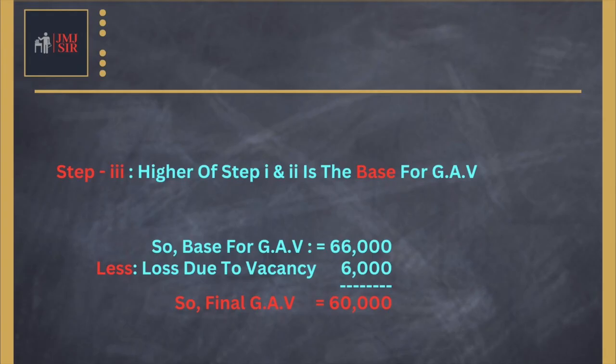Now, step 3. The higher of step 1 and 2 is the base for the GAV. So, the base for the GAV is rupees 66,000. Here, the vacancy period also is given, which is 1 month. And before we arrive at the final GAV, loss due to vacancy is to be deducted, which amounts to rupees 6,000. So, final GAV is rupees 60,000.